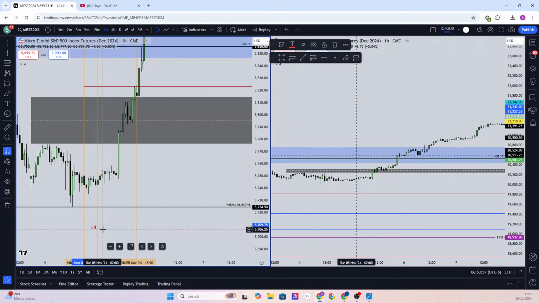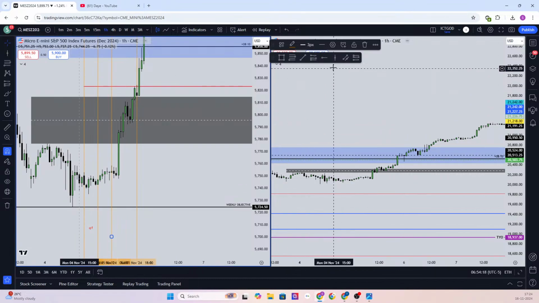So this is Q1. Basically, it's the start of the 18 hour till midnight open. Okay. So then comes Q2. Q2 will be from midnight New York open till 6. So this will be Q2.